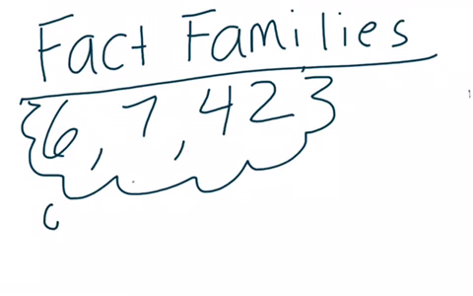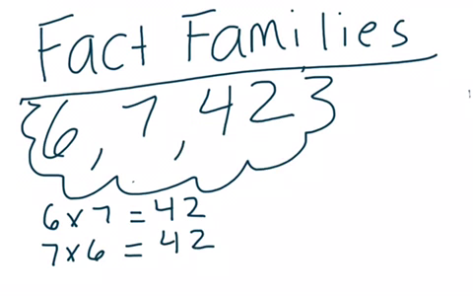And I know that 6 times 7 equals 42. But I also know that I can interchange these numbers. So I know that 7 times 6 is also 42.